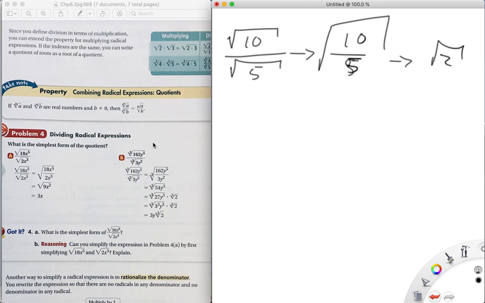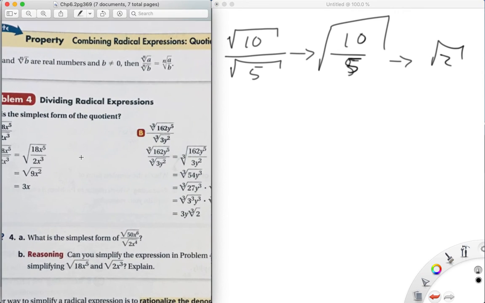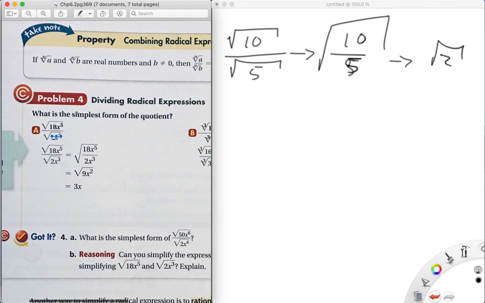I can also do that with radicals as well. So an example of that, we have 2. Here's A, where they divide 18 divided by 2, which is 9. X to the 5th divided by x to the 3rd. We subtract the exponent, so it's 5 minus 3, which is 9x squared. We square root the 9. That's the 3. And we square root the x squared, which is x.